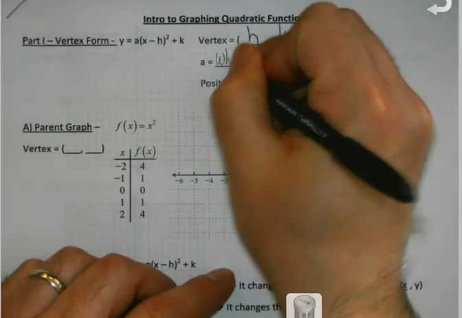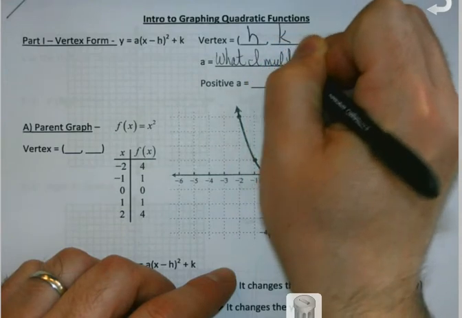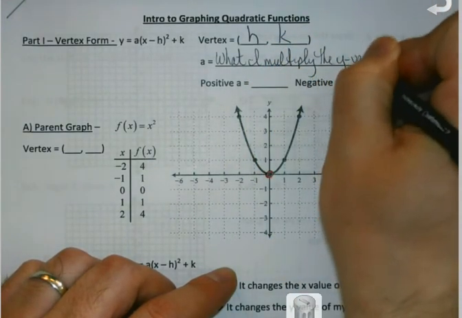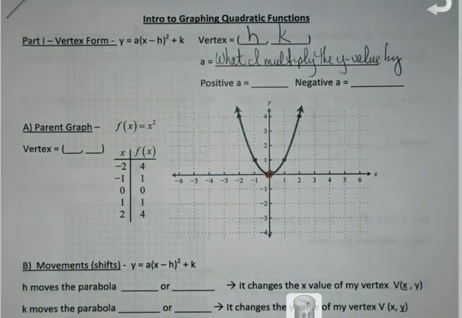This is what I multiply the y value by. Because anytime when we're graphing, we have x and y values. That's how we figure out where the points are going to be. So if there's a number there in front of my parentheses or in front of my x squared, that tells me what I'm going to times the y values by.